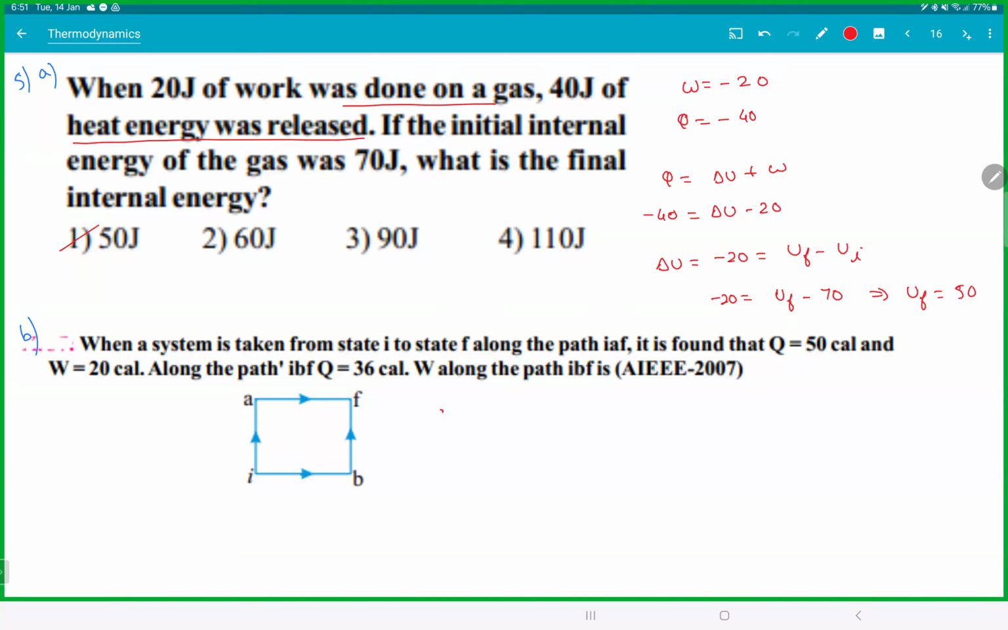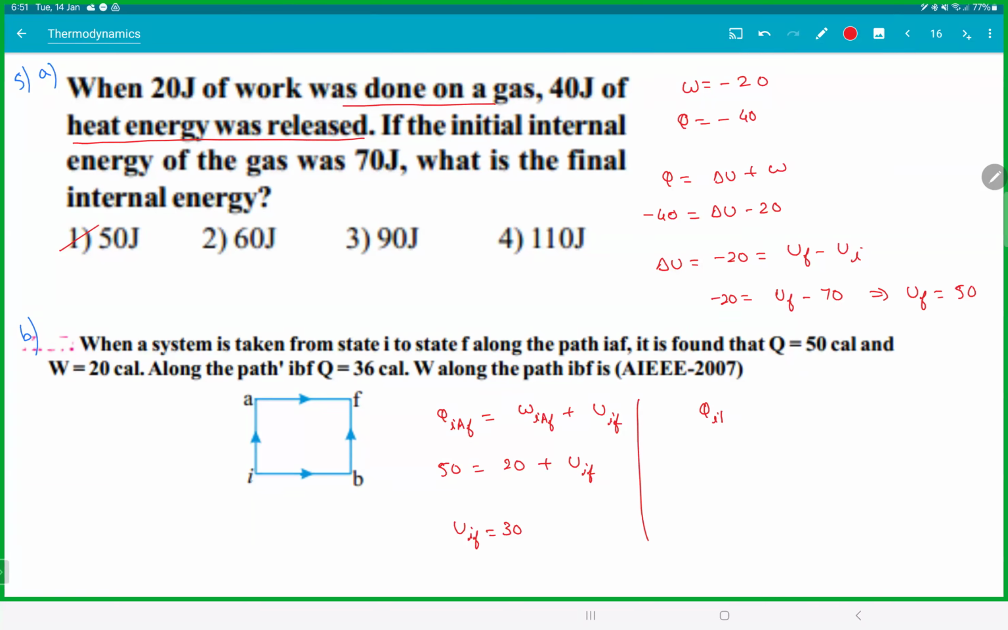So when you go from I to F via A, Q_IAF will be work done IAF plus delta U_IF. Q_IAF is 50, work done is 20. So when you go from I to F, the change in internal energy is 30. This is independent of the process. No matter how you go from I to F, delta U is the same.